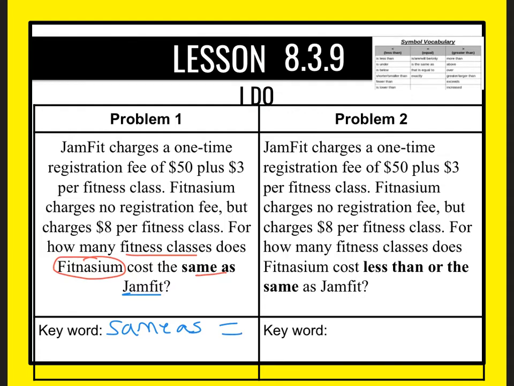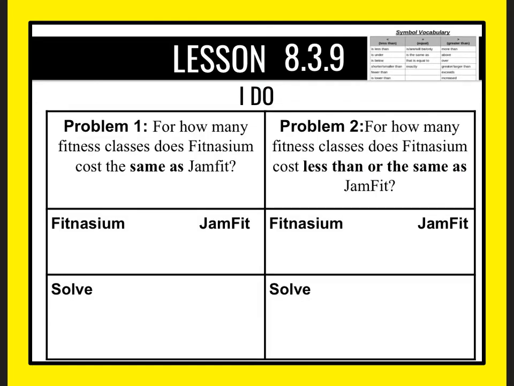Let's go look at the same scenario on problem 2. So everything about this is the same, except it's wanting to know, okay, for how many classes does Fitnasium cost less than or the same as? So there's my key word, less than or the same as. And I know by looking at my vocabulary that less than or the same is less than or equal to when I think about my inequality symbol. So go on and look at problem 1 and problem 2.